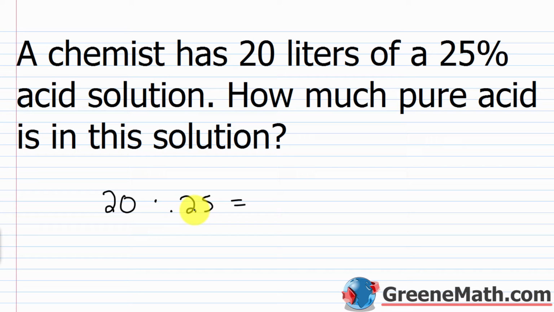So 20 times 0.25 is the same as 20 times 1/4. And I can do that in my head. That's going to be 5. Right, it's basically like taking 20 and dividing by 4. So there would be 5 liters of pure acid. It's 20 liters of a 25% acid solution. So how much pure acid is in the solution? Again, 25% of 20 is 5. So that means there's 5 liters of pure acid.